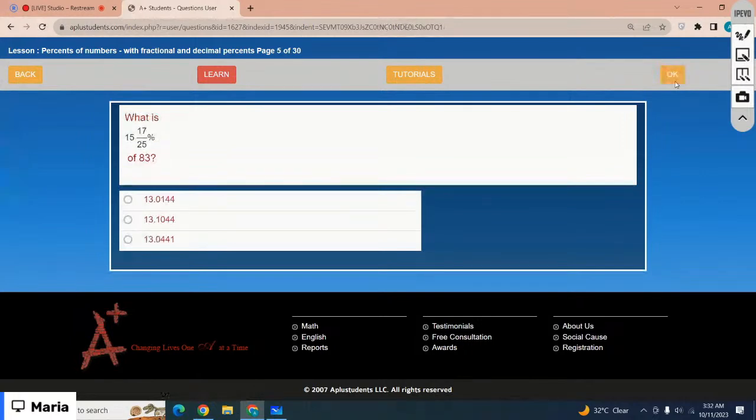What is 15 and 17 by 25% of 83, which is the correct option? Just divide 17 by 25 and make the percentage a decimal value, right? That would be 15.68, which is the correct option.